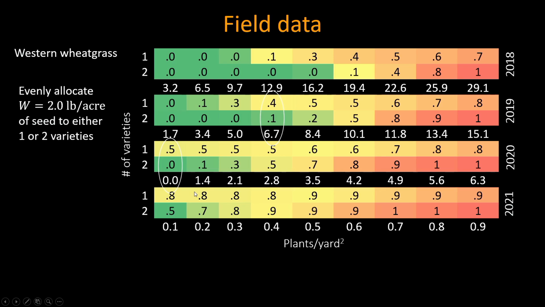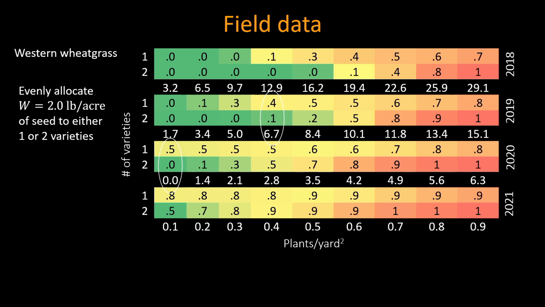Oh, I forgot to mention, this is the 2018 experiment, 19 experiment, 20 experiment, 21 experiment, okay? So what this one is saying is, in 2020, one of the two varieties didn't establish at all that year. If you pick that one and devote all of the seed to it, there's a 50% chance that you're going to choose the loser and you end up with zero, right? So if you choose them both and evenly allocate half the seed to each, then there's zero chance that you'll end up with zero, okay? So that's how these calculations are run.